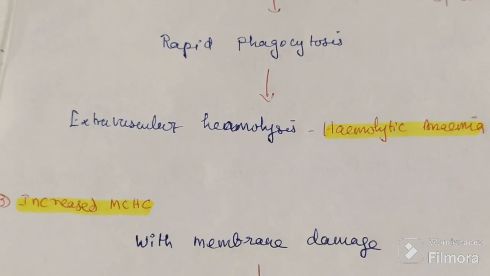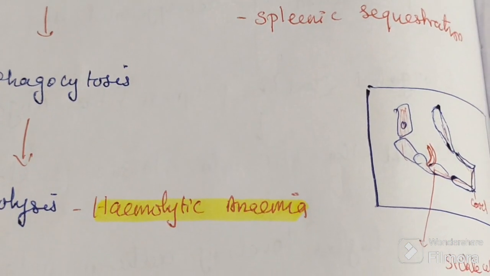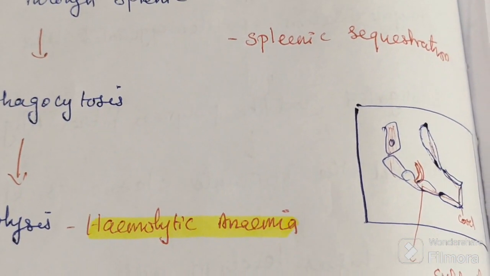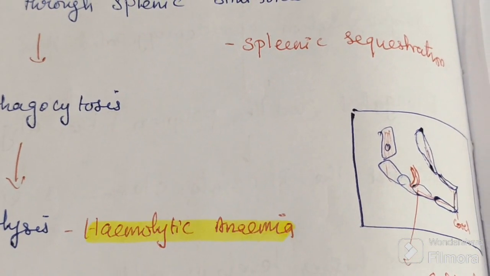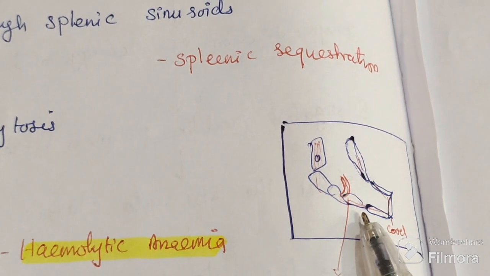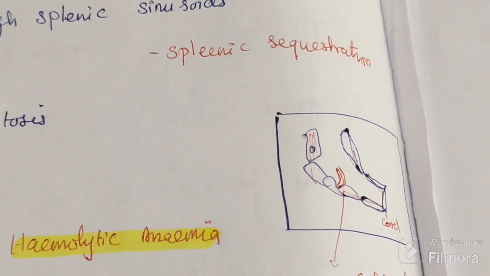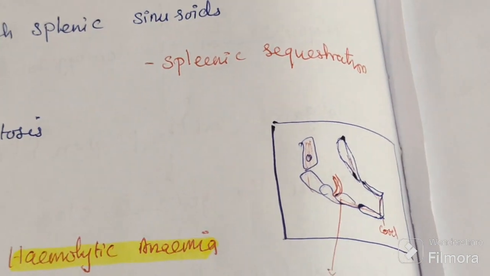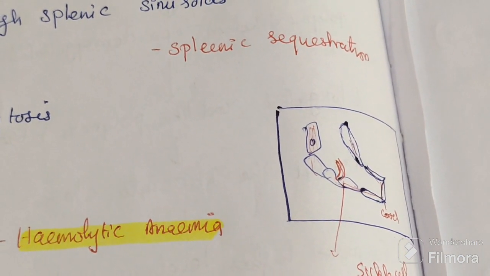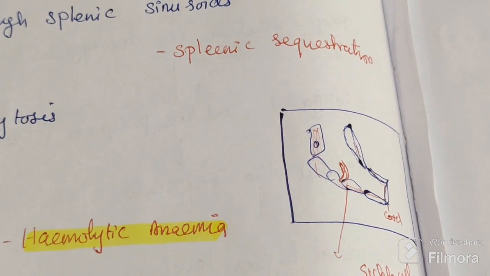Here you can see this diagram, the splenic sinusoids inside which the sickle cell is. This one is the splenic sinusoid with the sickle shaped RBC going through, and it will be phagocytosed.